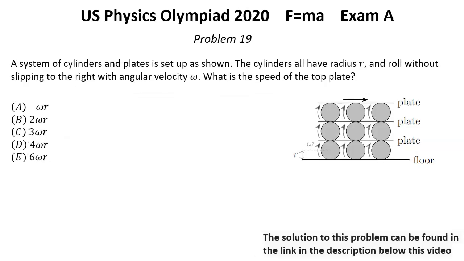Problem number 19. A system of cylinders and plates is set up as shown. The cylinders all have radius small r and roll without slipping to the right with angular velocity omega. What is the speed of the top plate?